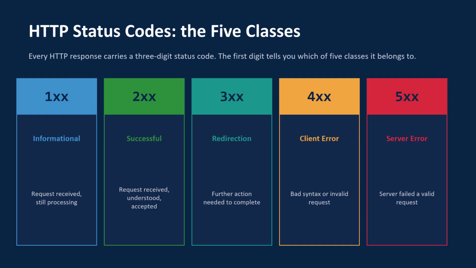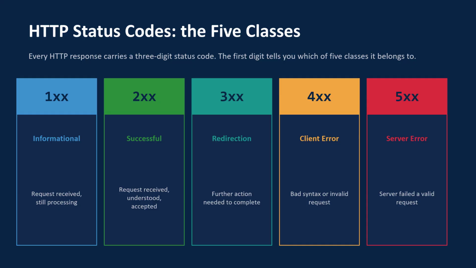So you don't need to memorize these codes. They're pretty easy to look up. The first digit alone, though, can tell you which of the 5 broad classes the response falls into. So codes starting with 1 are informational. This means your request was received, the server is still working on it. You really rarely deal with these in actual application code. 2s are successful, so things like request was received, understood, accepted.